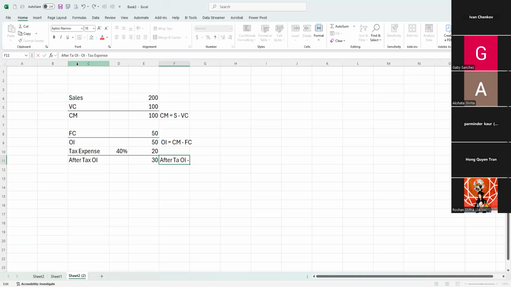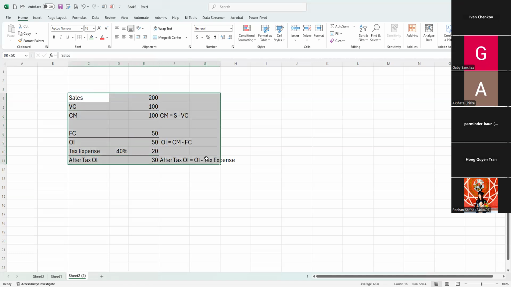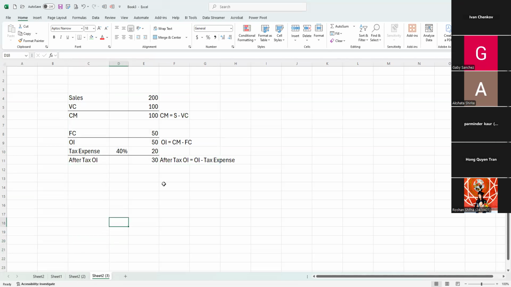After that, let's change a little bit. Tax is equal to, not this one, this one. Operating income after tax expense. So now, if we have to work backwards, what do you want? Do you want operating income or you want after tax operating income? After tax operating income. So now, let's use this example. This is the scenario that we need, right? So now let's play with this scenario.